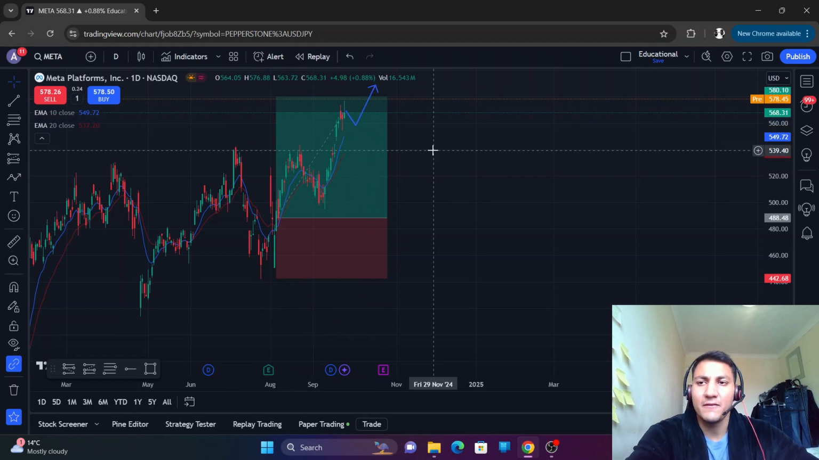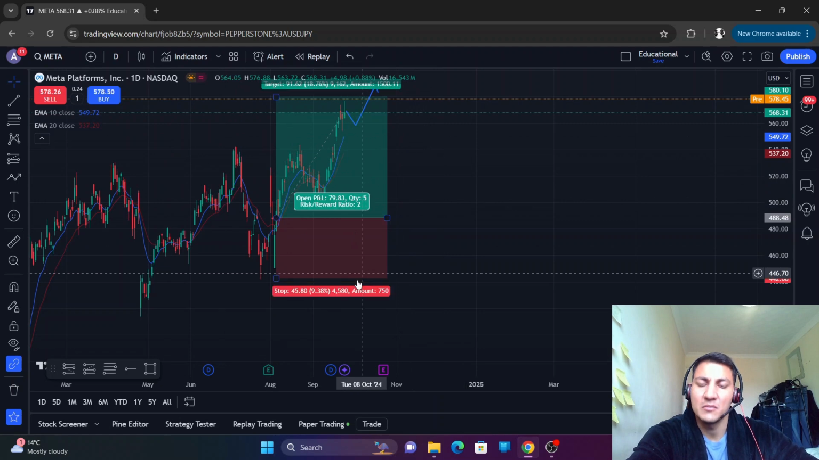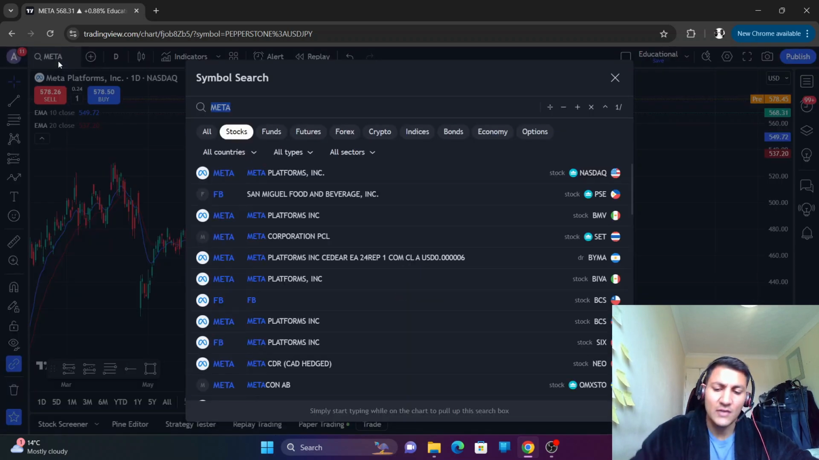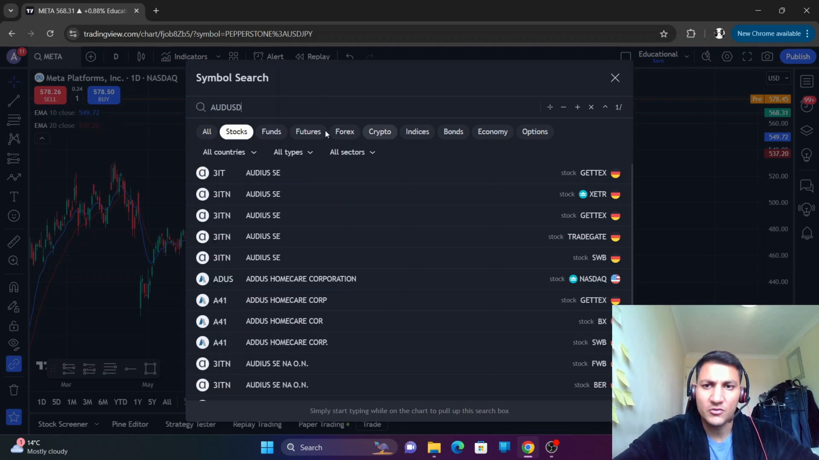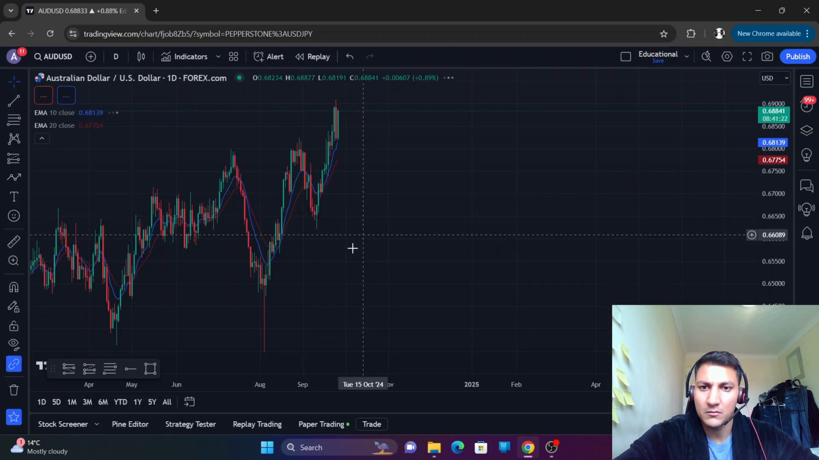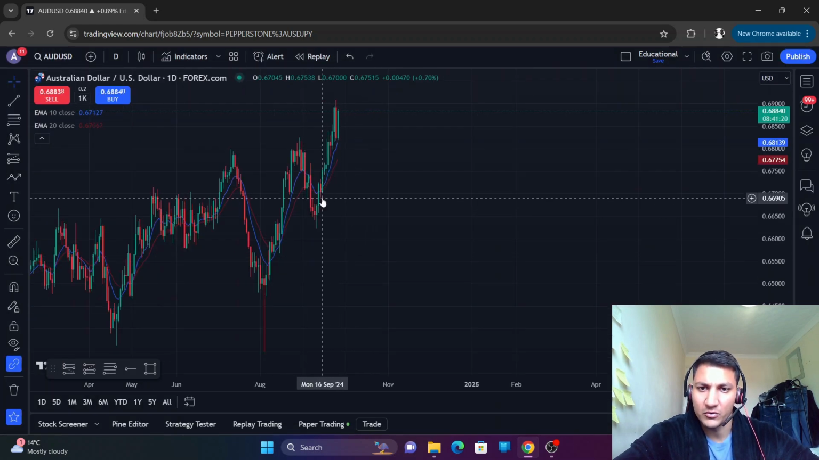And I think if you're going to use this strategy, it'd be really good on stocks. I think it'd be quite good on stocks. You can use it on Forex, but you're going to need a huge watch list. Let's just do AUD USD. Let's just get forex.com. Like this, like perfect example. You've got the crossover here.